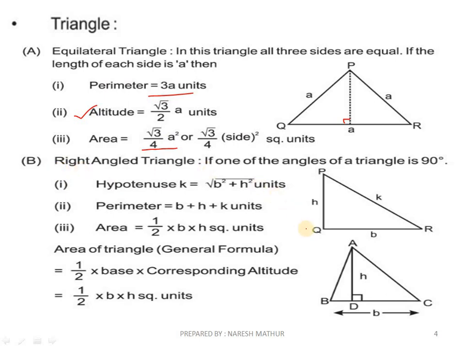Now if you are talking about a right angle triangle, the area is half into base into height, let's say these three sides are denoted by B, H and K. So the perimeter will be the sum of all sides. Hypotenuse will be the root of the sum of the squares of the other two sides, B square plus H square. Now we have a general formula. The most common formula for the area of a triangle is half into base into height. So if we have the base BC and height is AD, then we can apply the formula.